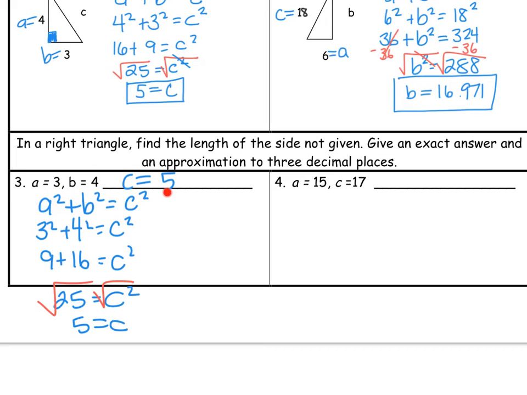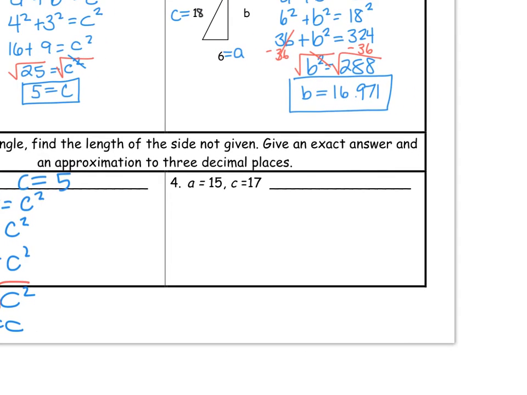We can do 6, 8, and 10. We can do 9, 12, and 15. Those are what we call Pythagorean triples. It's where both of the legs and the hypotenuse come out to be integers. So go ahead and try number 4. Pause the video and then check your answer.